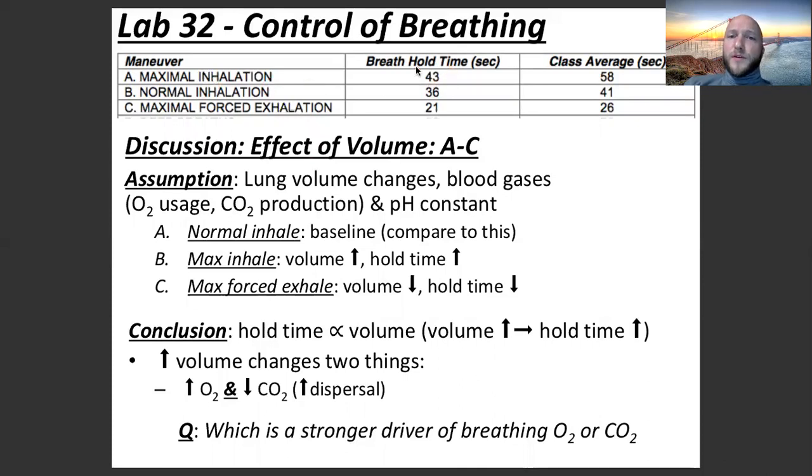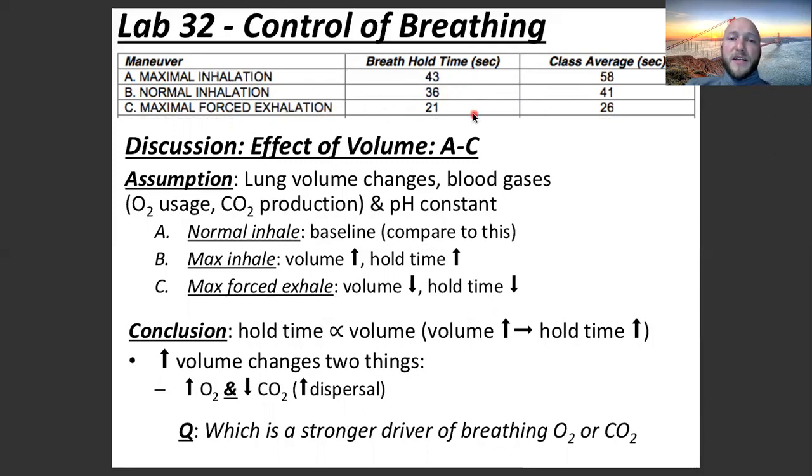So max inhalation 43 seconds, class average 58, usually around where people are. I'd actually say class average usually is a little bit lower than that, maybe more like 50 seconds. Normal inhale 36 for this specific student, class average 41. Relative to A, that's exactly where it normally is. I'd say that's right in the ballpark of normal. For what I've gotten in class in the past, maybe 36 is actually more average for what I've seen in classes before.